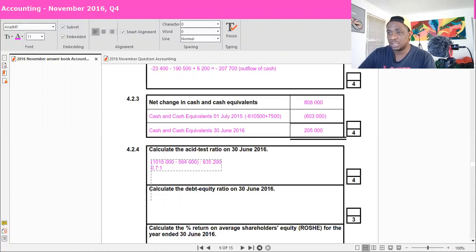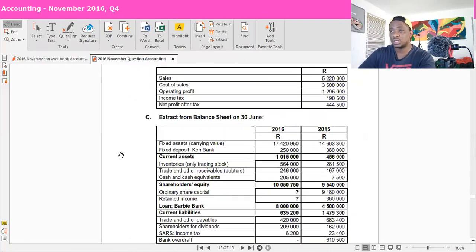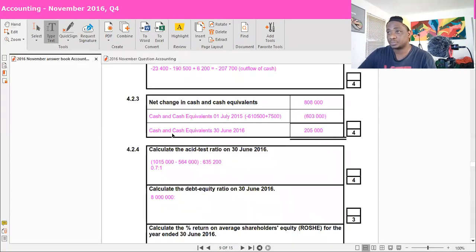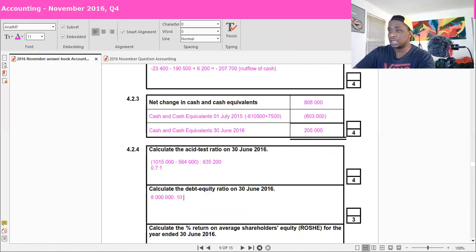And then moving on, calculating the debt equity ratio. With the debt equity ratio, you know that it's non-current liabilities to equity. Non-current liabilities, I'm sure you know, was the 8 million that you actually spoke about in the other question for the loan. And then you'd say to equity, what is our equity? Well, the total equity is 10,050,750. So the loan is the non-current liability, and it is to 10,050,750, and then you divide by the right-hand side, which is 10,050,750, and we would end up having 0.8 is to 1.